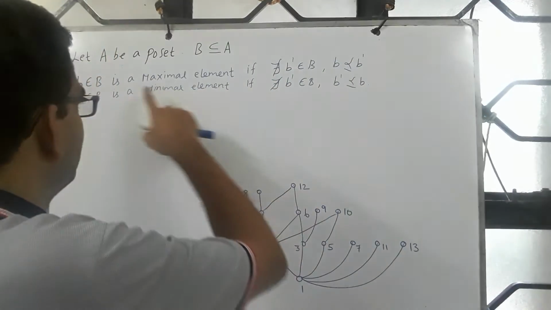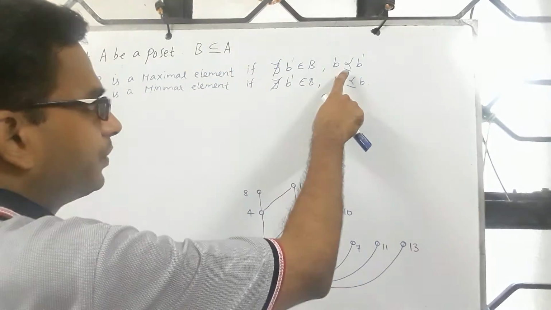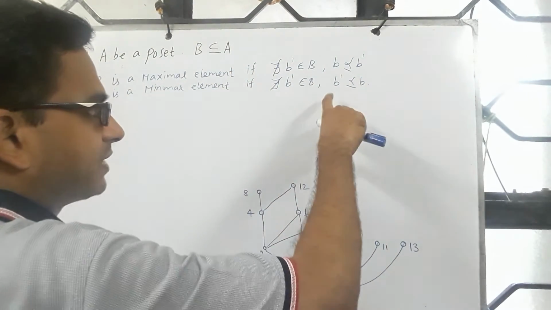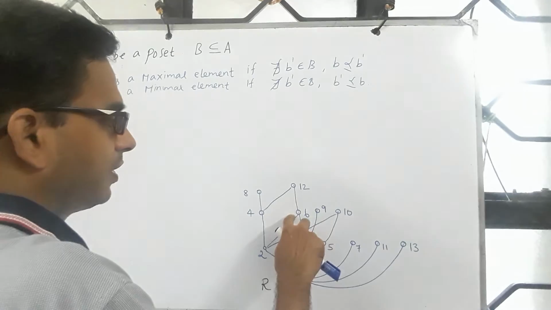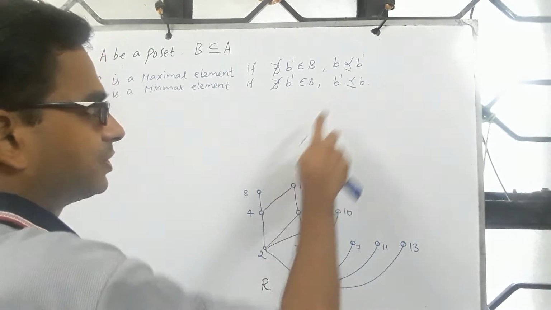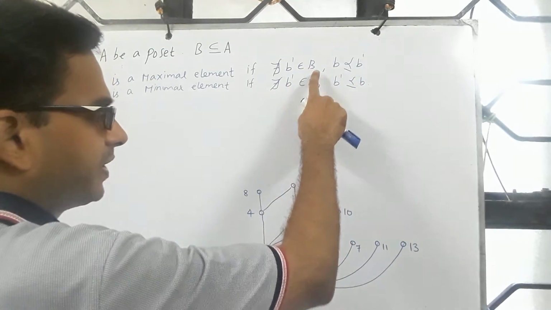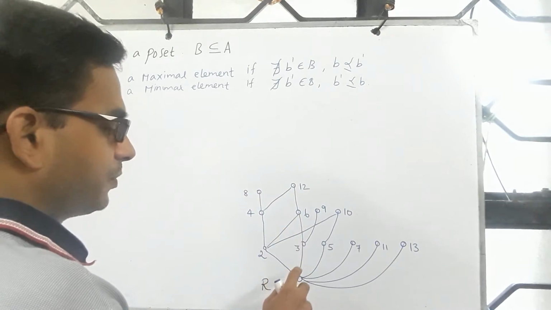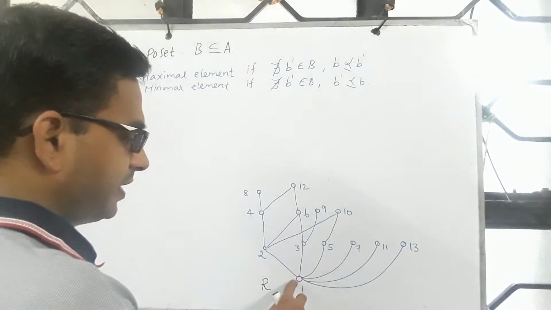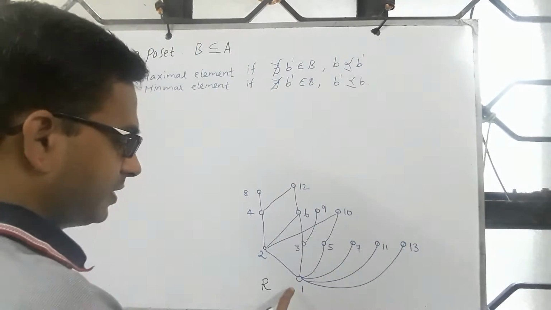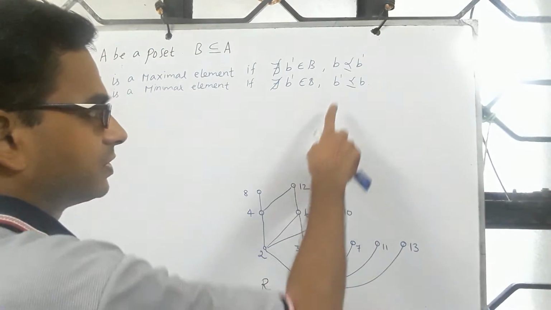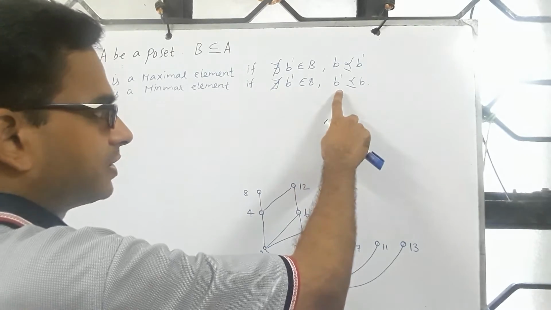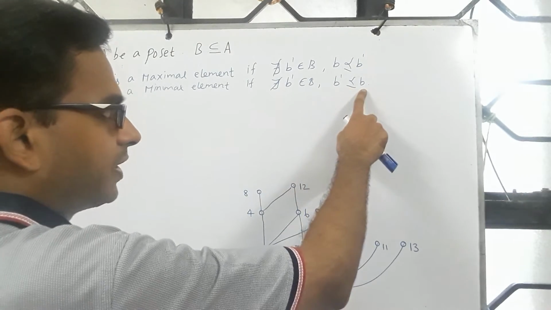So you say B is maximal if, with respect to the Hasse diagram, if this is B, you don't find anything above this. That's what it says. There does not exist B prime such that B prime is above B. And suppose you say this element is minimal, there does not exist B prime below this. There does not exist B prime such that B prime is below and B is above.